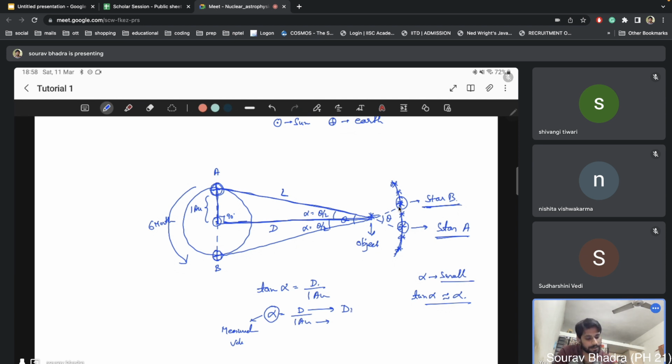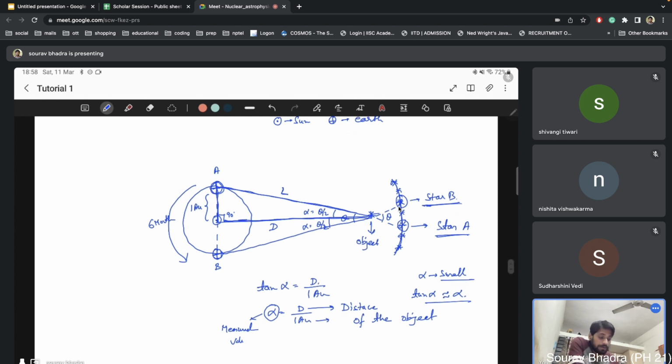This is called the parallax, and this alpha is called the parallax, and theta is called the parallax angle. That is how we measure the distance. It is valid for only a few parsec or few kiloparsec stars, not beyond that, because in that case theta will be very small and you cannot measure it with the instruments available on the earth. So other indirect methods are used.